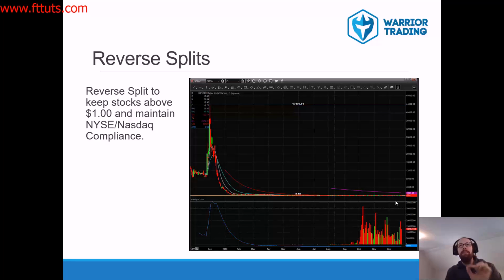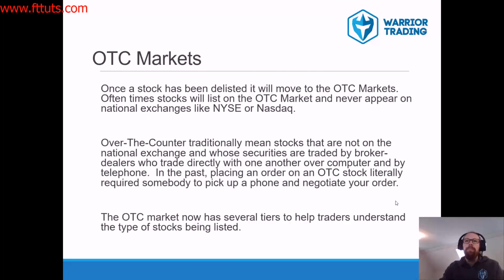Now, knowing this is a pattern, there are some opportunities inside this pattern. So there is potential to trade through reverse splits, not holding through them, but just after reverse splits and anticipating a possible secondary offering.